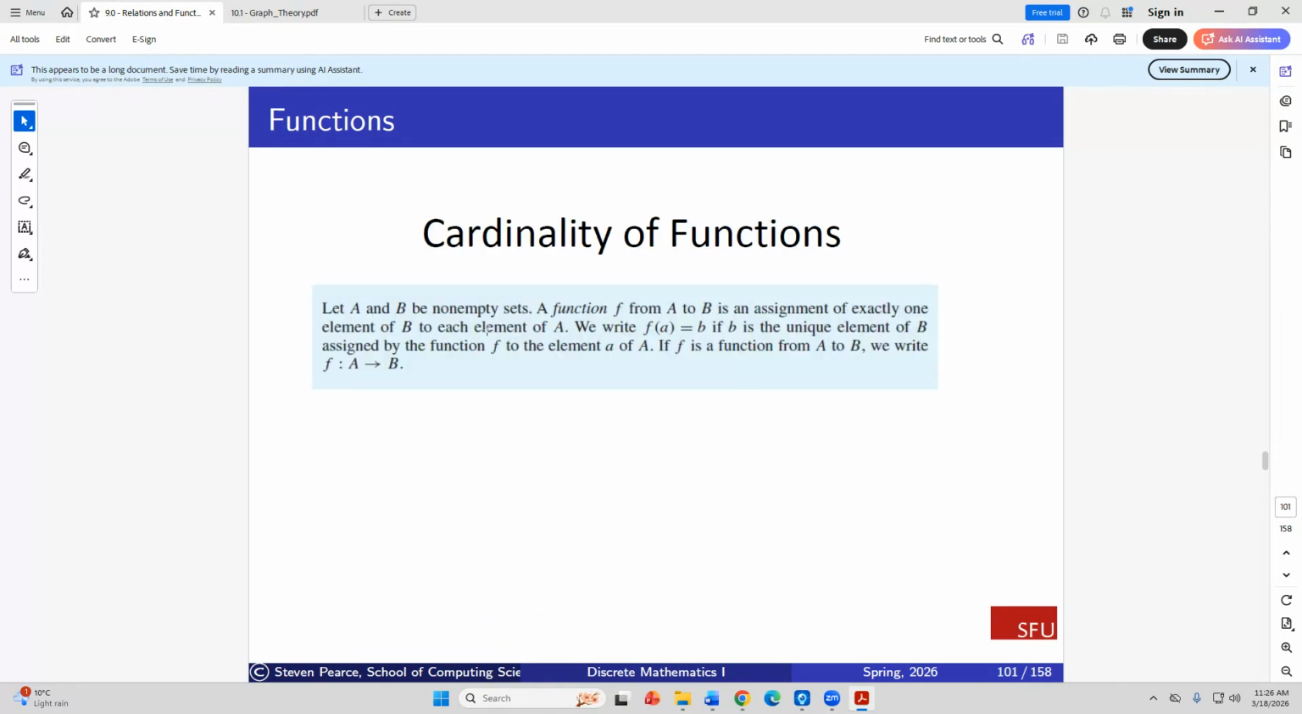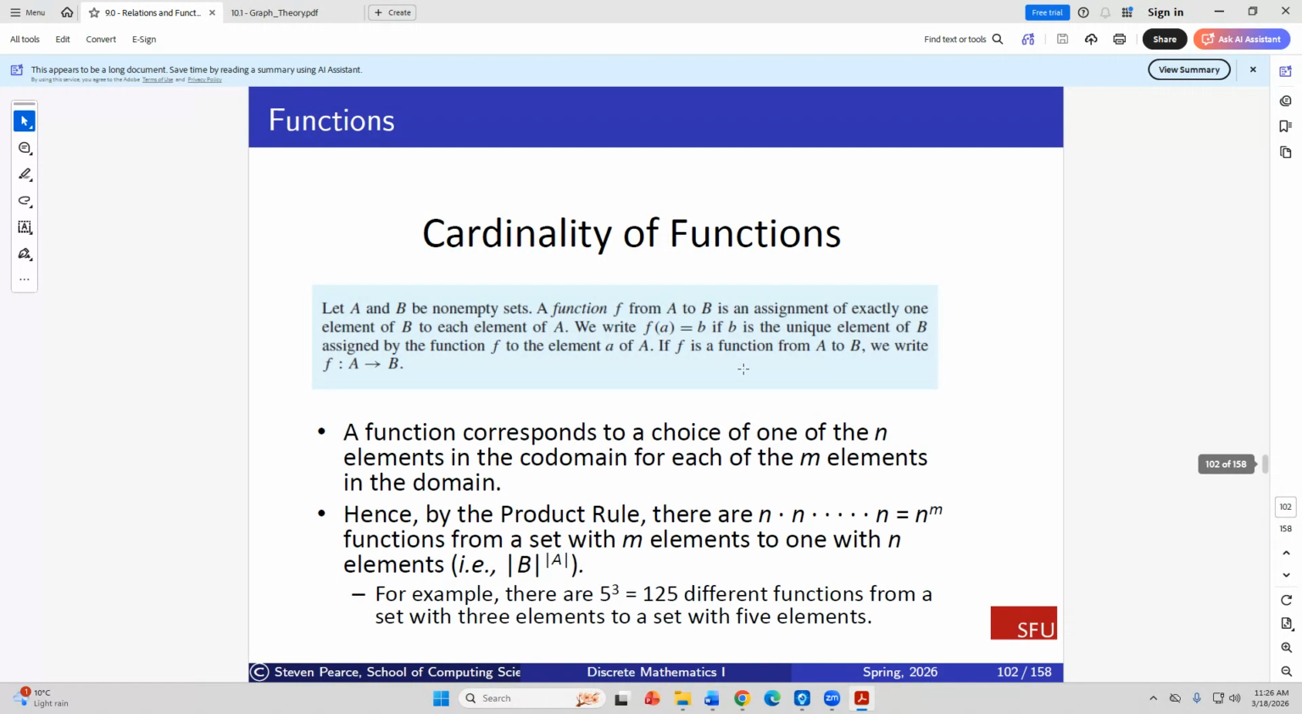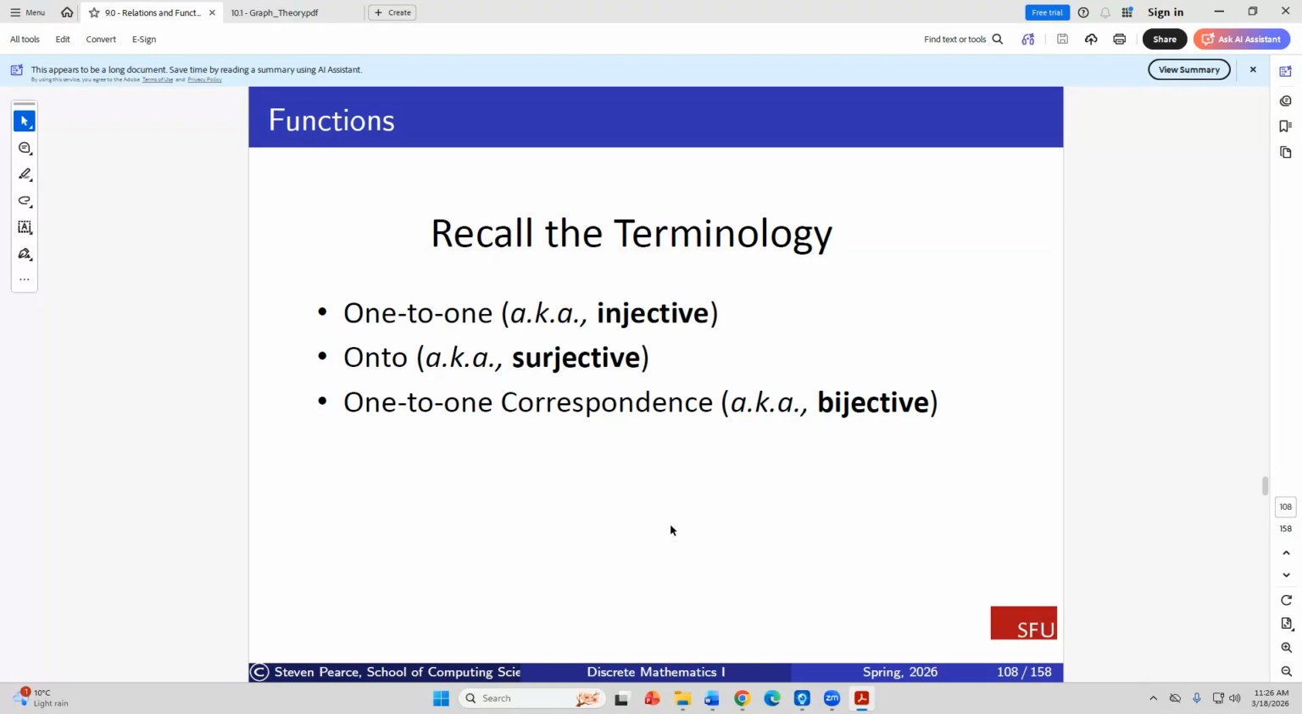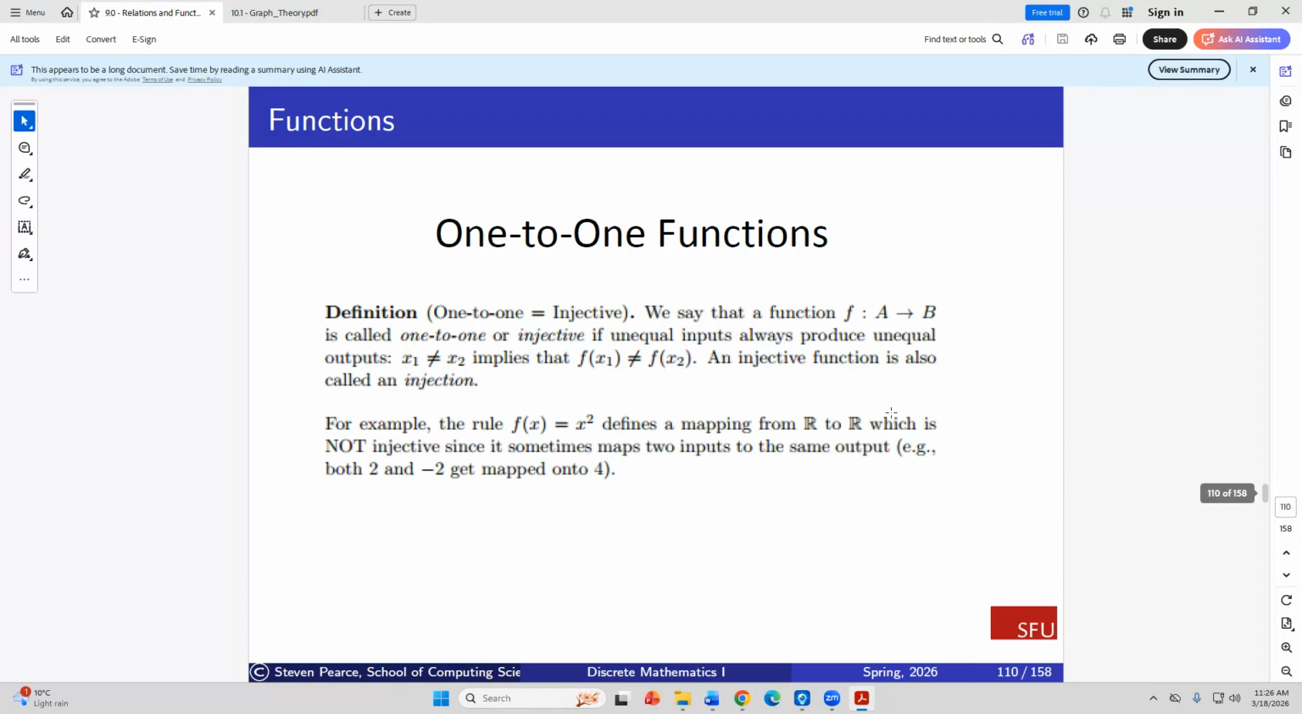Cardinality of functions. Well, it's clear. We just did a simple permutations with repetition argument here. It's just using the product rule. And then we have all these things. One-to-one is injective, onto is surjective, and one-to-one correspondence is bijective. Know this, please. And you can figure out if something's injective by the definition.